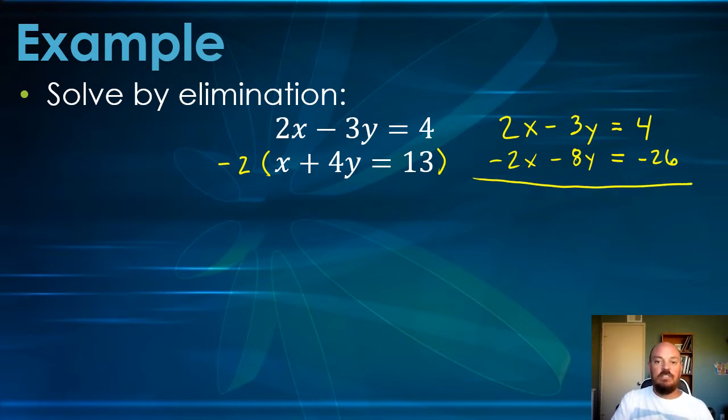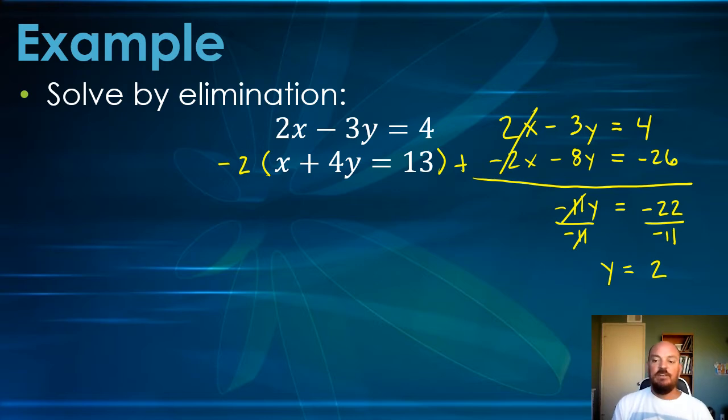Now I'm going to do the elimination part. See, I created that perfect match so that if I add these two equations, the x parts cancel. 2x and negative 2x is gone. And then I can solve for y. So when I finish adding, negative 3y and negative 8y would give me negative 11y. And a positive 4 and a negative 26 would give me negative 22. I finish solving for y by dividing by negative 11 to cancel out that negative 11. And we get positive 2. Negative divided by negative is positive. 22 divided by 11 is 2. So the first half of my answer is 2.